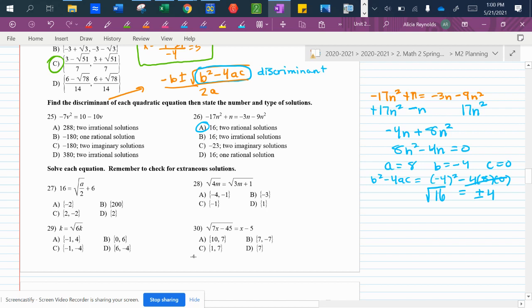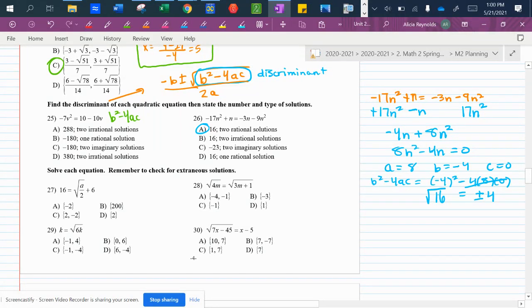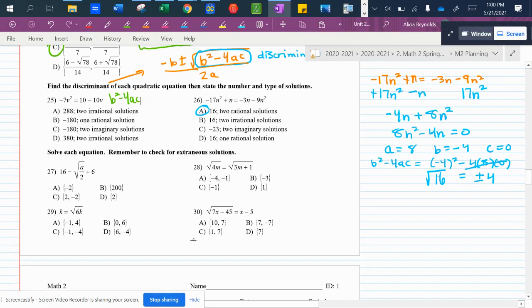These last few problems, we're looking at the discriminant, and we have some radical equations. So our discriminant is the part of the quadratic formula that's under the square root. So if I'm trying to find b squared minus 4ac, I need to make sure that this is set equal to 0 first. So let's put 25 down here.